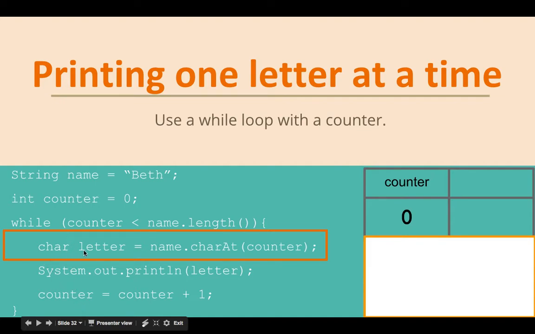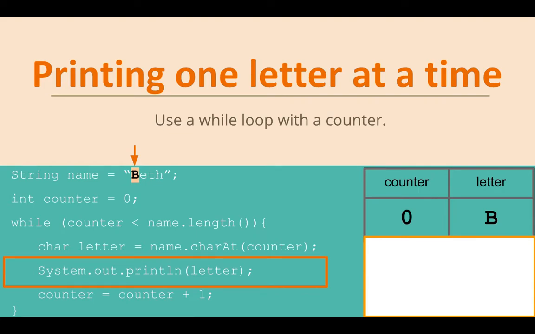And so now I'm going to create a new variable named letter, and it's a character, so it's going to hold 1 digit, and it's going to say what character is at the 0 position in the name variable. So the 0 position is the first one, which is B. So it's going to create the variable letter and fill it with B, because it knows B is in that first position, which is position 0.